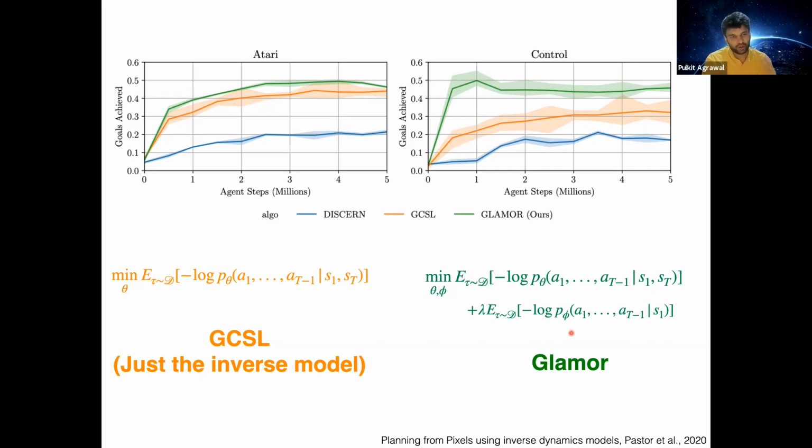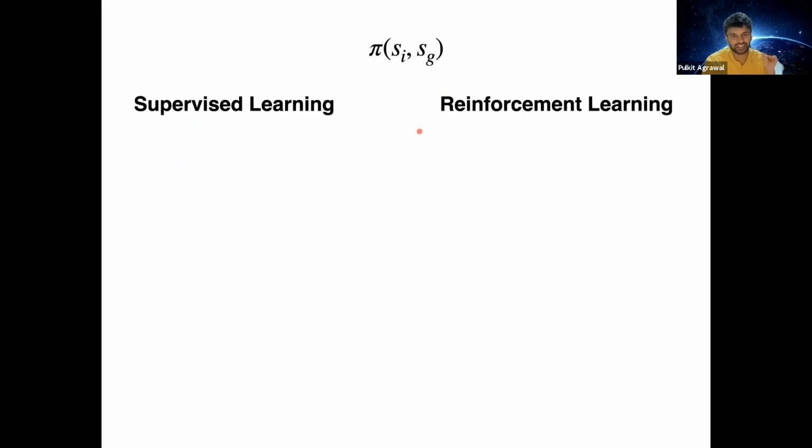And they end up being better than previous methods of doing RL on these tasks. So you can think of GLAMOR as doing model-based RL, where the model is no longer a forward model, but it's an inverse model in this case. So in summary, what we have seen is, we can learn policies by SI given SG.